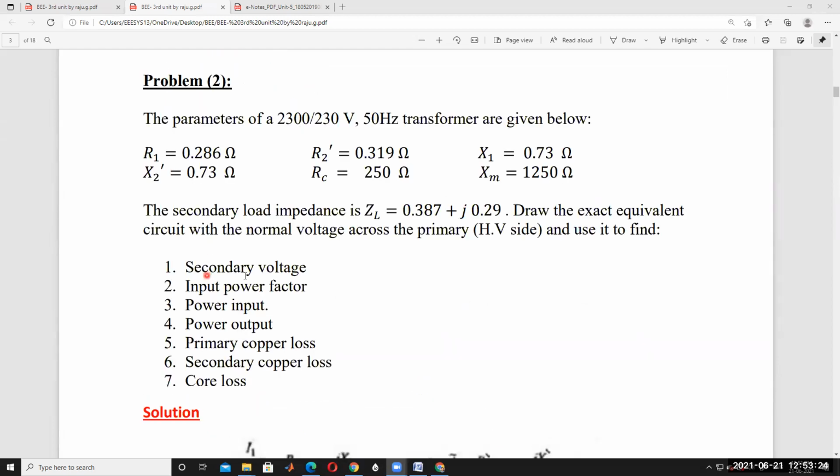First question: how to find the secondary voltage? To find the secondary voltage, input power factor, power input, power output, primary copper loss, secondary copper loss, core loss, these are the different types of questions regarding this problem. Draw the exact equivalent circuit with the normal voltage across the primary, the high voltage side, which means 2300 volts.